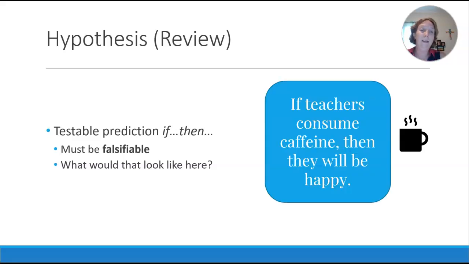This might be one that we could test. If teachers consume caffeine, then they will be happy. So write this down in that blank box next to the hypothesis definition. It's an if-then. My reminder, if you can squeeze this in as well, is that it must be falsifiable. While I am testing this idea, if teachers consume caffeine, then they will be happy, I also need to be open-minded to the idea that if teachers consume caffeine, then they will have no change in their attitudes, or they might become unhappy. So there is just as much possibility that I could be proven wrong as my hypothesis could be proven right. So that's my hypothesis.